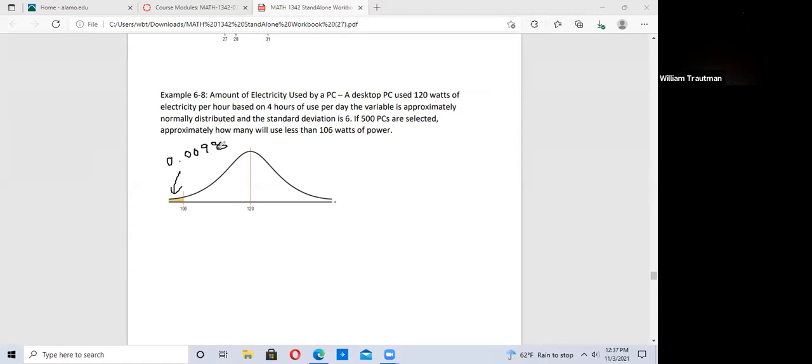0.0098 rounded, 81 rounded to 4 decimal places, 0.0098. So not even 1% is shaded in.